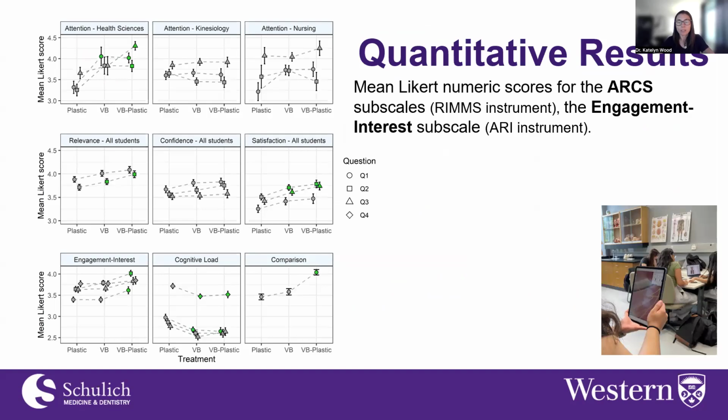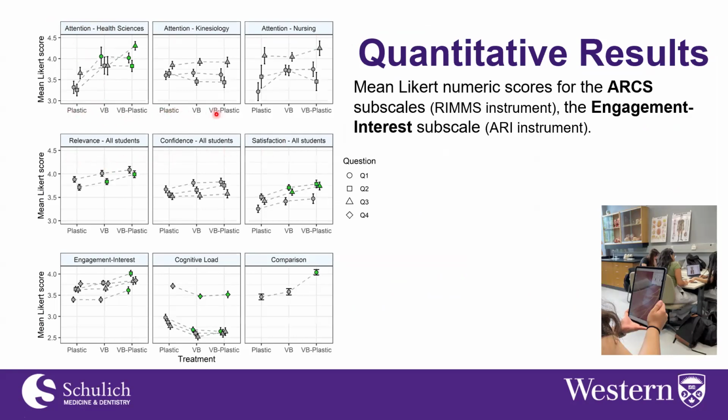In terms of some results, we have both quantitative and qualitative results. I'm showing you here some results for attention. You can see in this top panel here. Let's see if I can get a laser pointer. Hang on, sorry. So you can see attention here on this top panel, relevance, confidence, satisfaction.